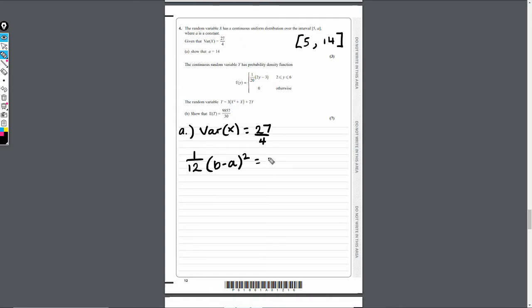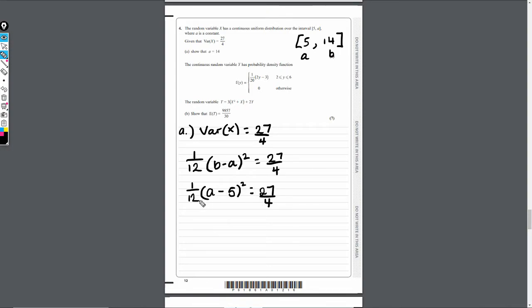But we know in this case that's equal to 27 over 4. And remember the a and b: a is the lower limit of the interval and b is the upper limit. Now, obviously in this case they give the upper limit as a, but we just use a to indicate the lower limit and b the upper limit. So we plug these limits in and start simplifying. We get 1 over 12 times (a minus 5) all squared, is equal to 27 over 4.